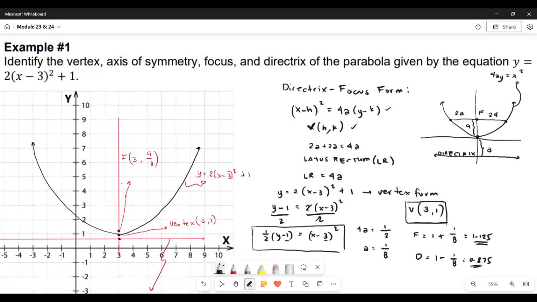Ganun lang siya gamitin. So, from the given vertex form na equation, kinonvert natin sa directrix focus form, and then nakakuha na tayo ng values agad. Okay. So, for me, ito yung mas nadadali ang way sa pag-solve. So, I hope nasundan natin. Ito ay optional lang naman. You may follow the first solution na pinresent na.